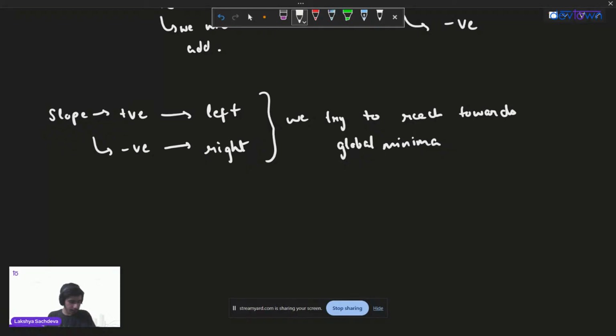Is this clear, guys? So this is the complete mathematical intuition behind the linear regression.